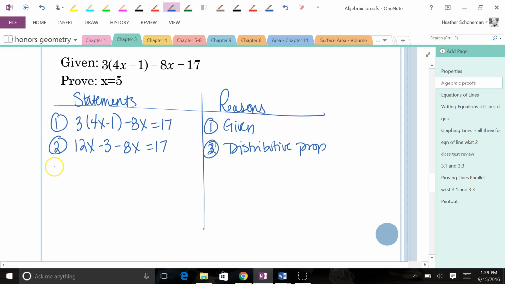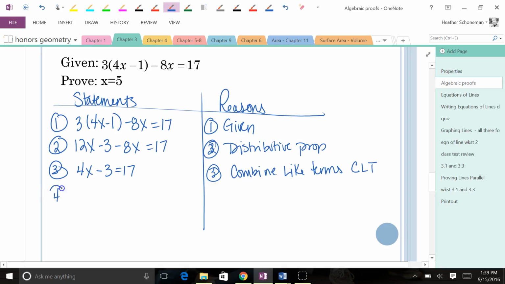Oops, 2. Okay, step 3. Now I have to combine like terms. So 12x minus 8x, which gives me 4x, minus 3 equals 17. Now, some people want to say, well, that's the subtraction property because you subtracted 8. But the subtraction property means you subtracted the same thing from both sides of the equation. We didn't do that. Okay? We just combined like terms. So that's what we're going to write. If you want, some people like to abbreviate CLT.